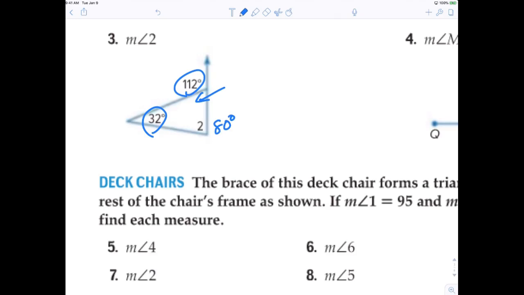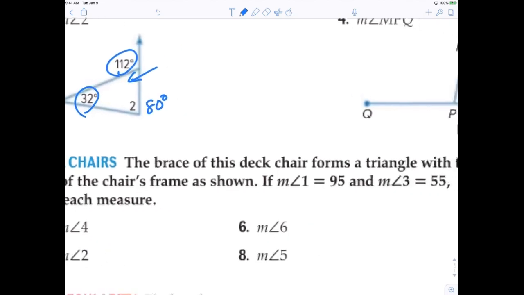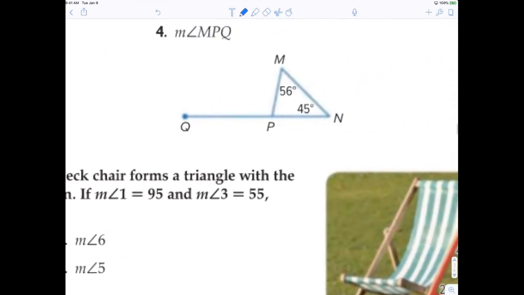And these are the SAT type questions. That's why I like to spend a little extra time on this. A lot of SAT and ACT questions are dealing with interior angles. Okay, so MPQ now is pretty obvious, right?